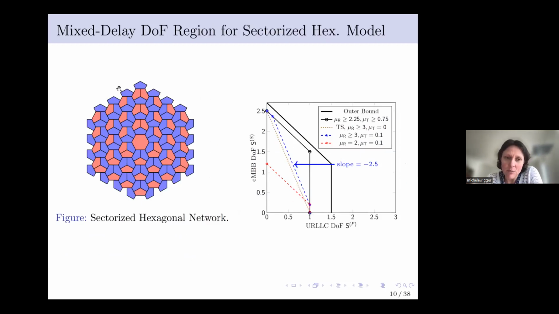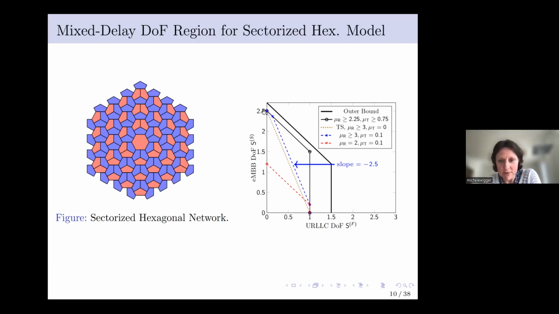So here we have another model. This is for the sectorized hexagonal model. So here we assume that each cell is divided into 3 sectors. We have directed antennas, so there's no interference within sectors. So data sent here is not going to interfere here or here, but it's going to interfere here, here, here, and here. And for this, again, the colors actually have a meaning. I'll describe it later when I describe the scheme.